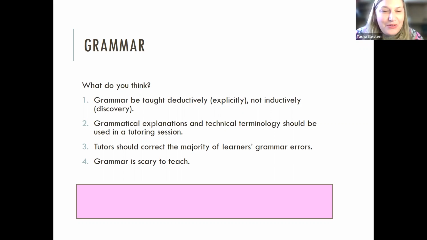Because we're running a little low on time, I'm not going to send us to the breakout room like I had planned. Which one of these do you say yes to? Which do you have the strongest feeling about, that you want to say yes, like yes, tutors should correct the majority of learners' errors, or yes, we should use technical terminology, that metalanguage, in our sessions. Oh, there's lots coming in and I need to read them. Number 1, number 4, number 3. Okay, 2.